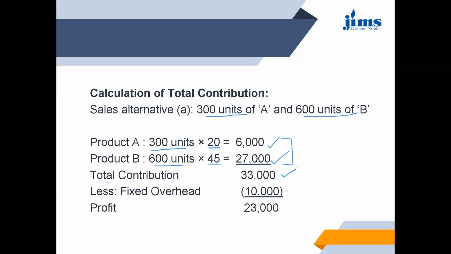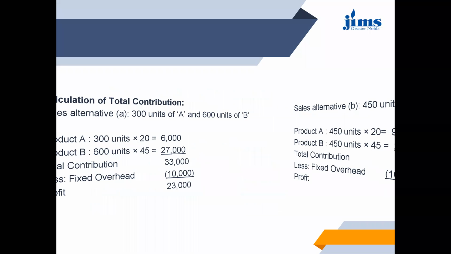To calculate the profit, we'll deduct the fixed cost from the contribution. The fixed cost per annum is given as 10,000 rupees. So profit is 23,000. So if we take the first alternative, producing 300 units of product A and 600 units of product B, the company will get a contribution of 33,000 rupees and a profit of 23,000 rupees. Now we'll take the second alternative.